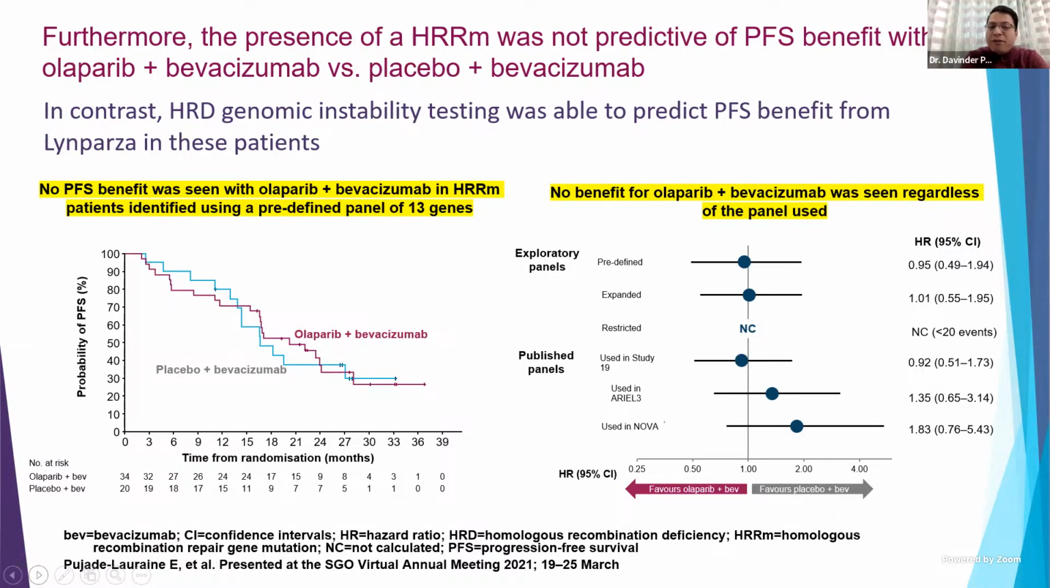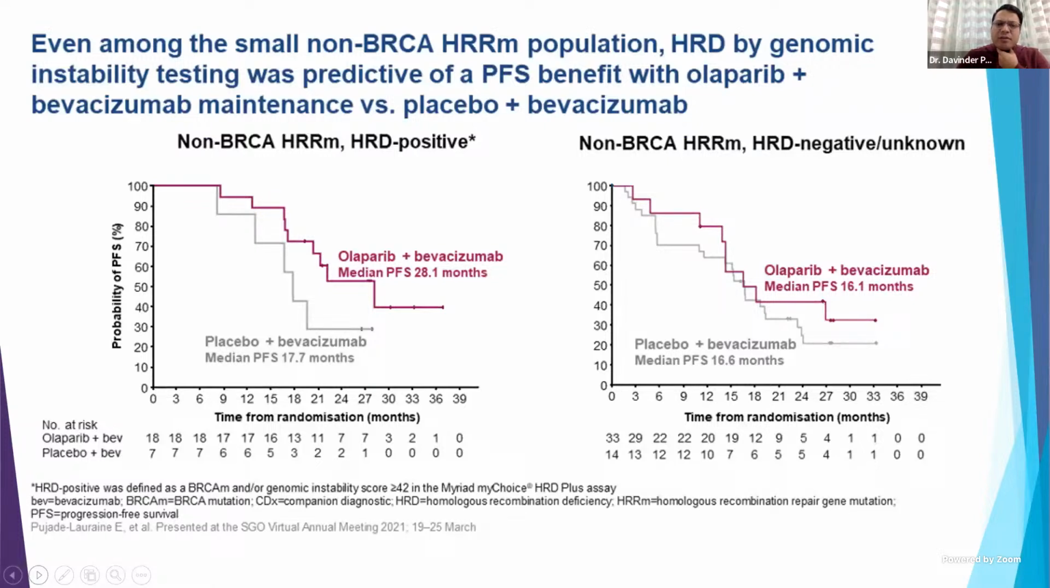And similarly, there was no benefit for the arm regardless of the panel used, whether we use the 13 gene panel, 23 panel, or the 5-gene restricted panel. So this further tells us that HRR mutation doesn't give you that PFS benefit. It is only the HRD positivity which gives you the benefit as far as these drugs are concerned. Next slide. So similarly, you can see even among the small non-BRCA HRR mutant population, HRD by genomic instability was predictive of PFS benefit with this arm of olaparib and bevacizumab, and not the HRR mutation. Next slide.